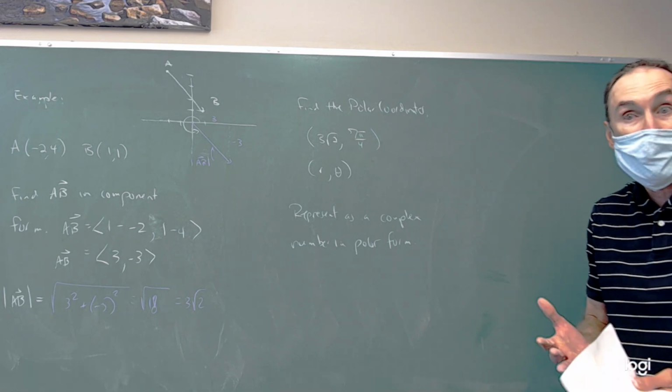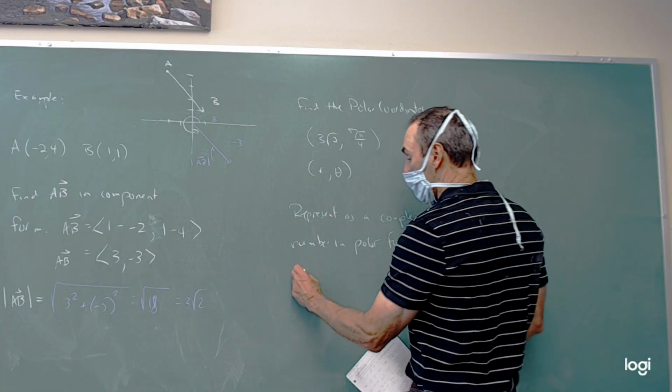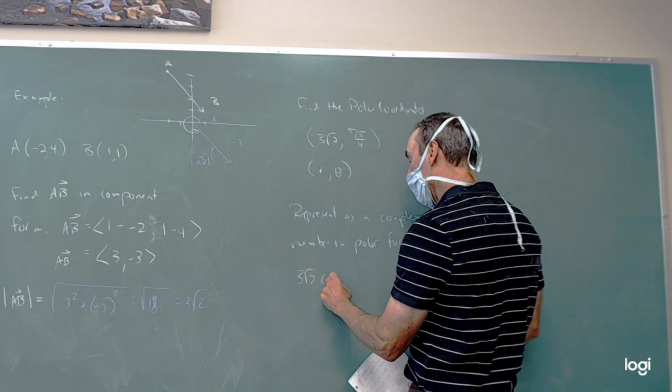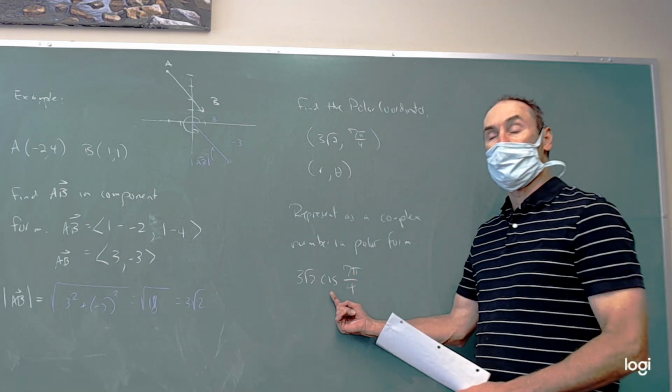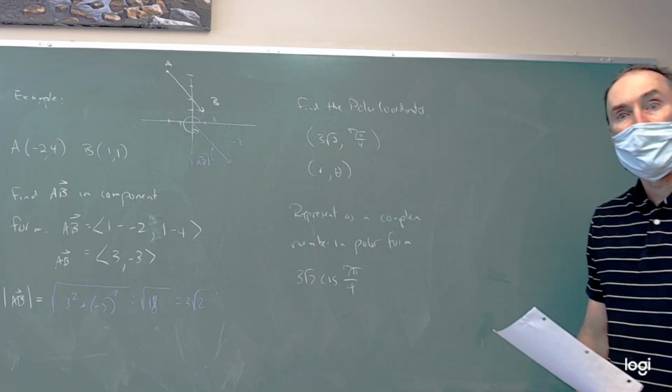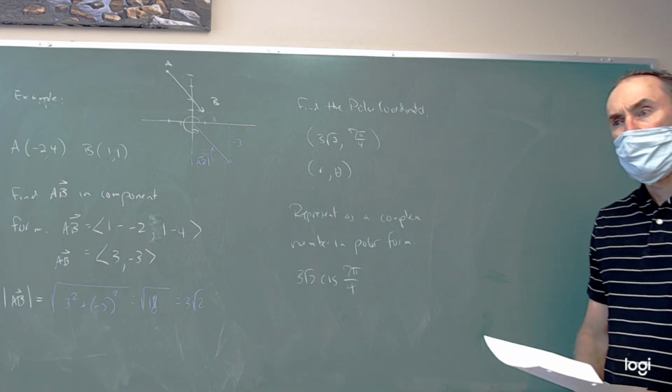So there's not more work to do, it's just recognizing how to write it. How would you write that? Yeah. So it's cis, because now it's cosine theta plus i sine theta, and that's how you get that imaginary part in there. Okay with that? Okay.